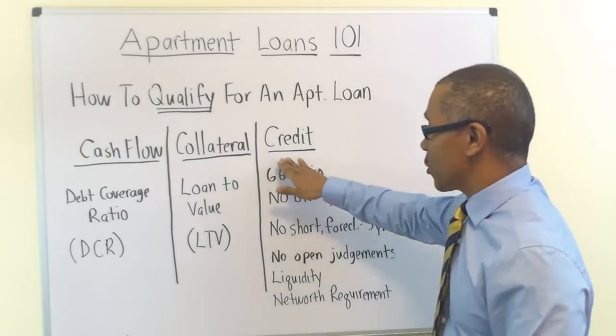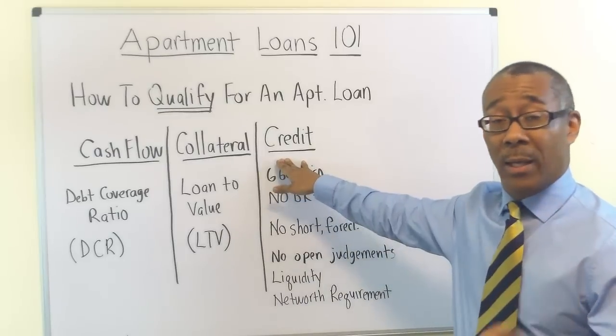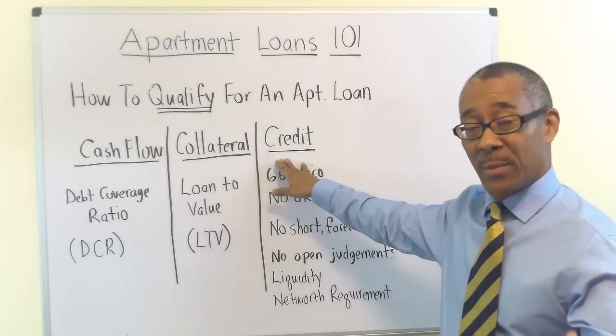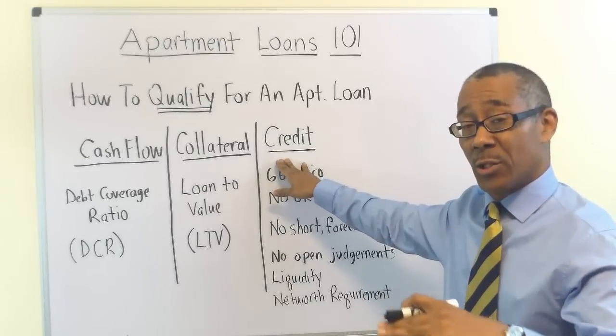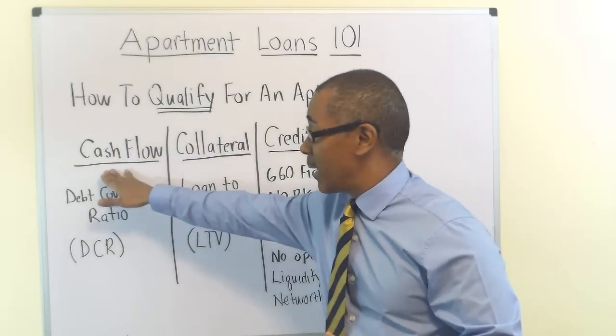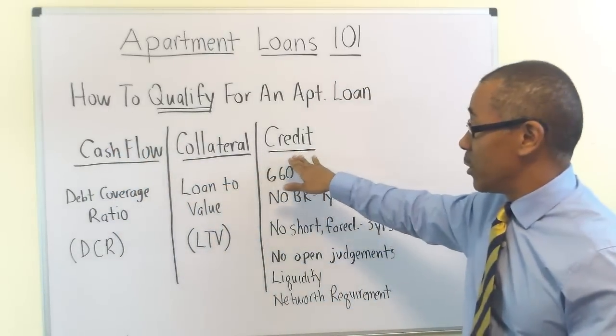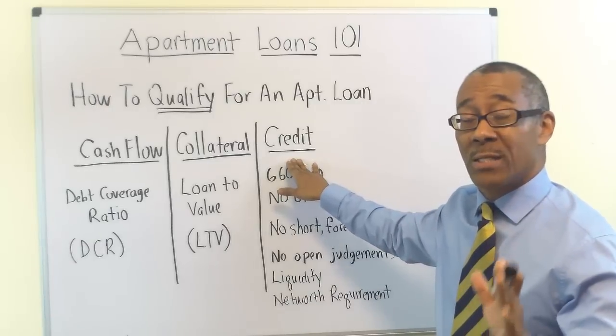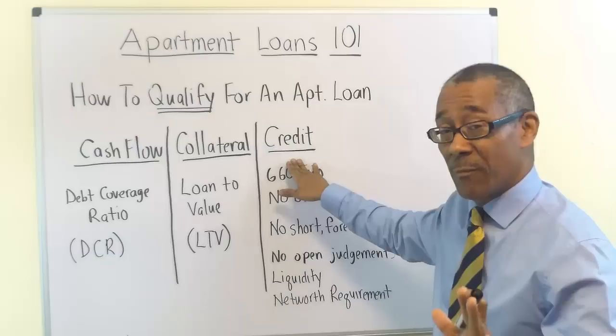Number 3 is credit. This is about you. As I mentioned a few minutes ago, one of the biggest differences between apartment loans and residential is that the banks will qualify the property first, cash flow and collateral, and then come to you second. So credit is about you, and it's about your creditworthiness to the bank. It's all about risk for the bank.